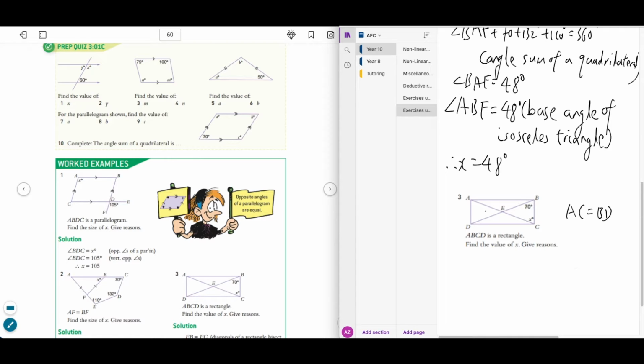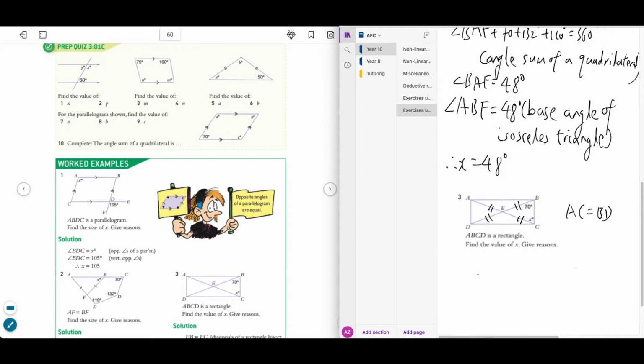What that means is they cut each other in half. So that means AE equals EC, DE is equal to EB, and they're all equal, right? So we know that EB is actually equal to EC, right? So that can be our first step. And once we know that they're equal, then we can just say x is equal to 70 because base angle of an isosceles triangle.